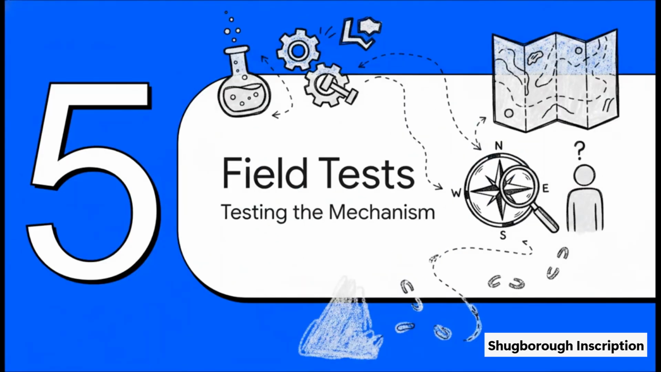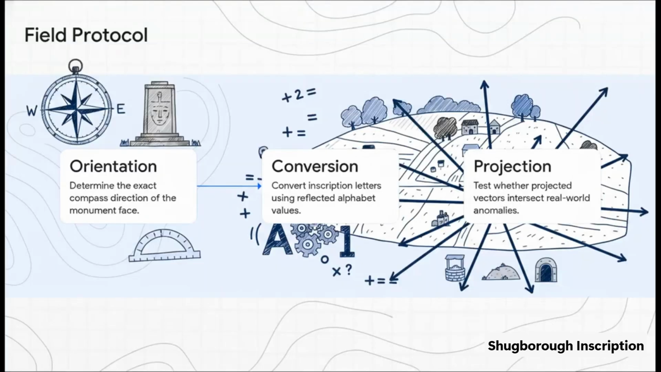Section 5, Field Test Mechanisms. So here is the absolute crucial point. How do we take this cool theory out of the lab and actually prove it in the real world? Because an idea is really only as good as its ability to be tested. To do this, Brown established a strict 3-stage field protocol. Here are the test mechanisms you'd actually use.